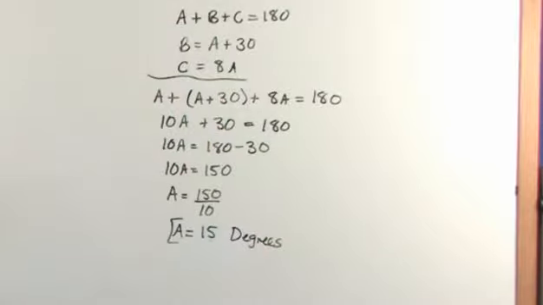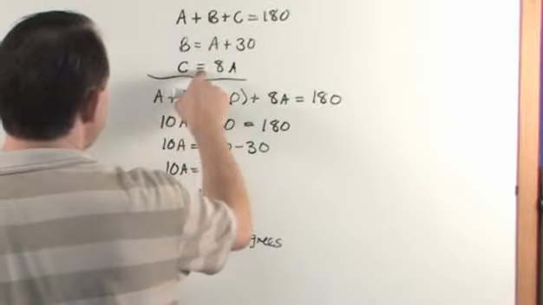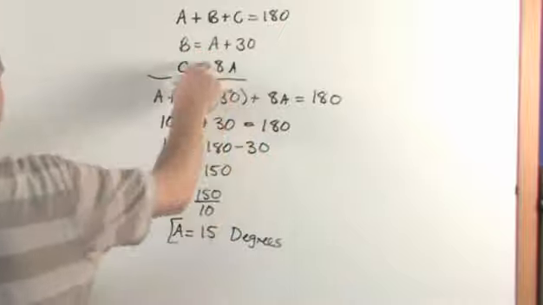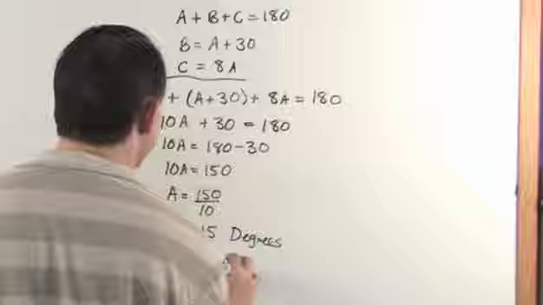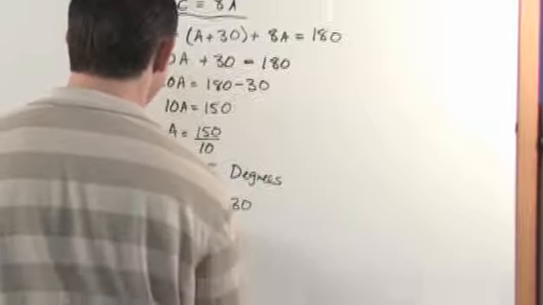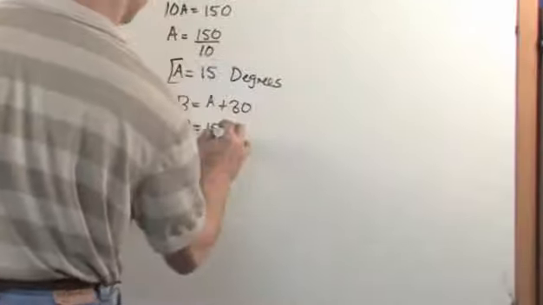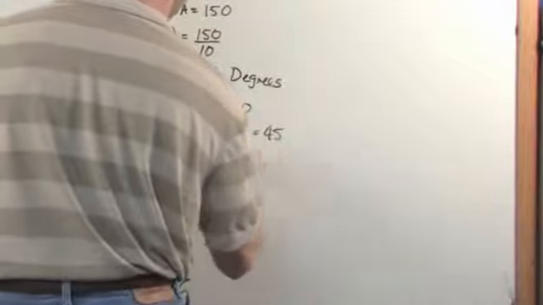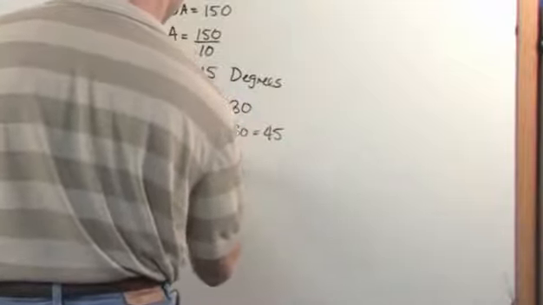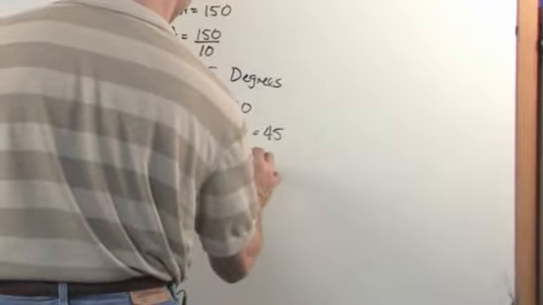Okay? Now to find C and to find B, you just go back and you plug into these equations here. So B is going to be equal to A plus 30. So B is 15 plus 30, which is 45. So B is equal to 45 degrees.